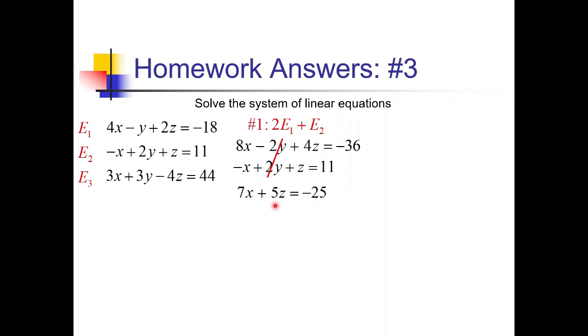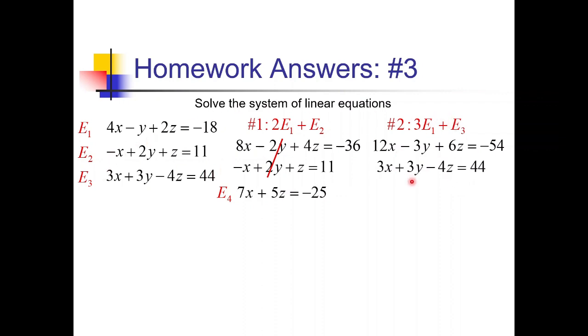Now to get the other equation, I noticed that if I multiply this first equation by 3 instead of 2, negative 3y would cancel out with the 3y in the third equation. So let me do 3 times E1 plus E3, and let me call this E4 while I'm at it. So 3 times E1 plus E3, that's going to be 12x instead of 8x now, and then minus 3y plus 6z equals, let's see, 3 times 18, negative 54. And then E3, I'll just copy that as is.